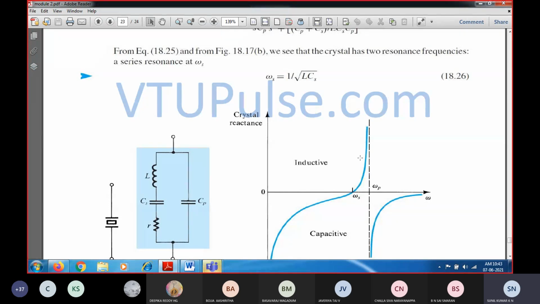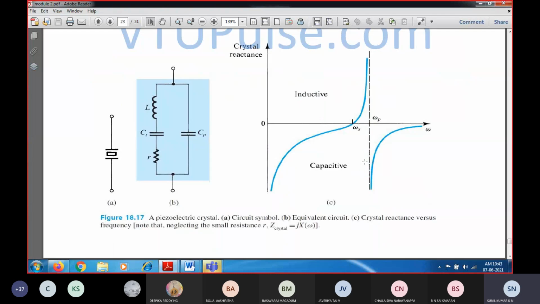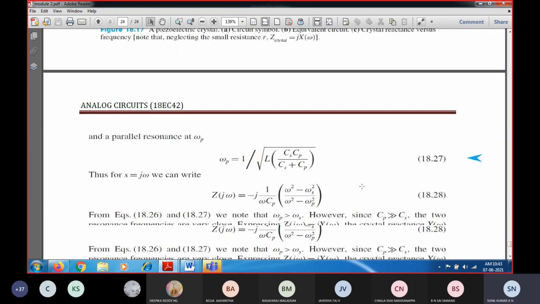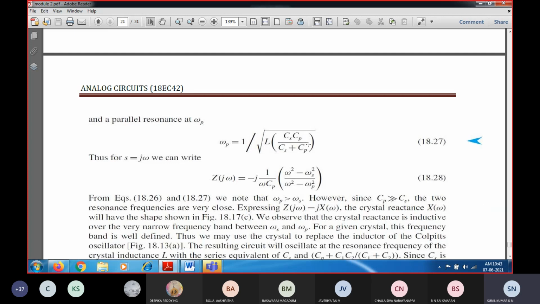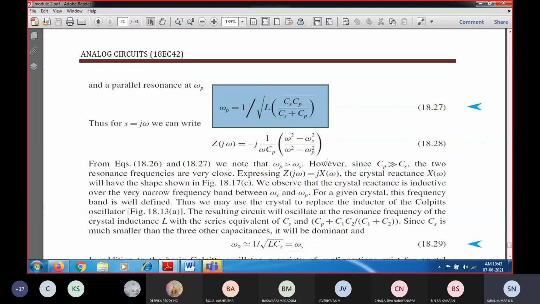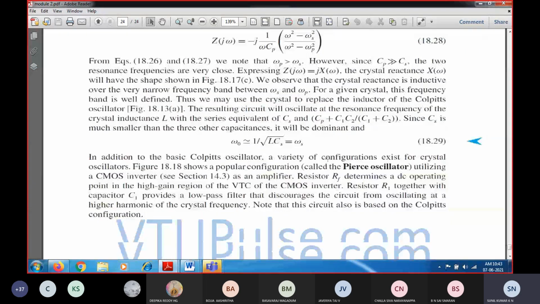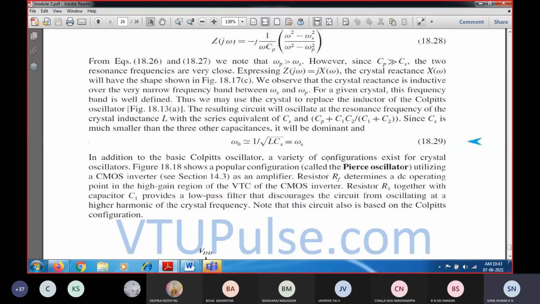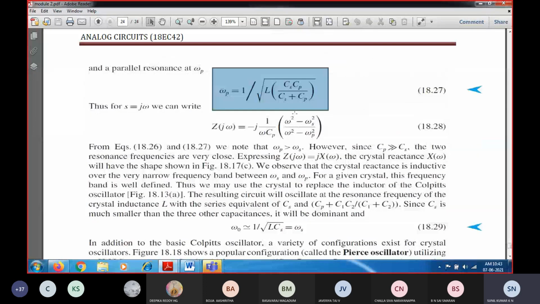So the reactance exhibited by the crystal is of inductive type, and apart from that, it is going to have a capacitive type of impedance, and we can see the series as well as parallel resonance. It can be correlated with that of a Colpitts oscillator as well as the Hartley oscillator. If you substitute the complex frequency variable with its corresponding physical frequencies, we can obtain the frequency of oscillations.